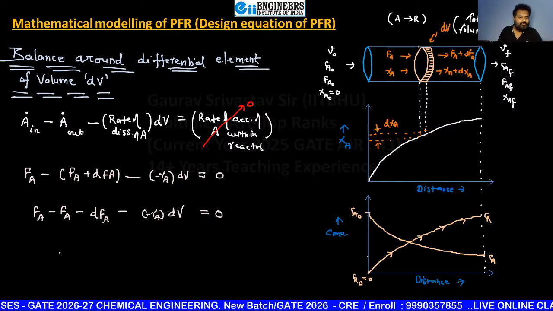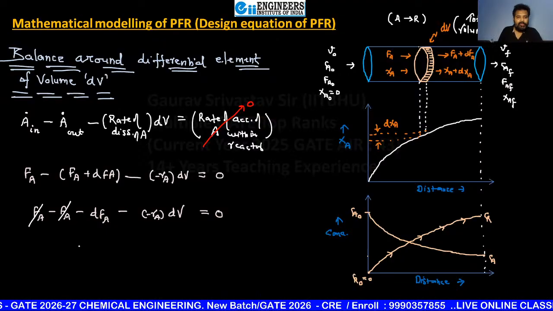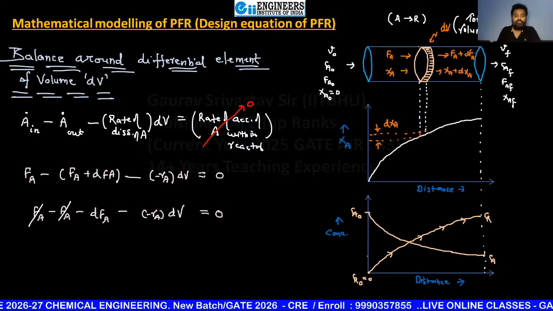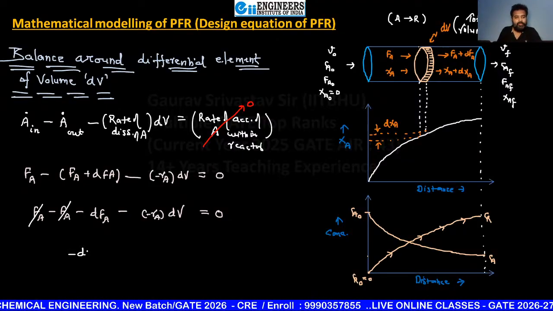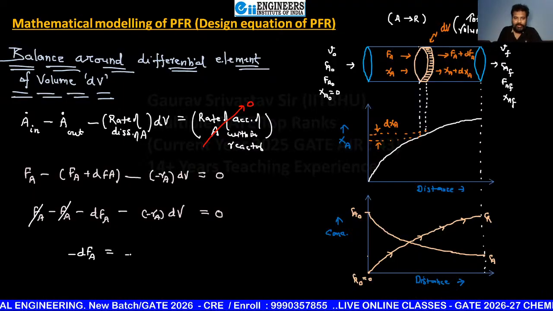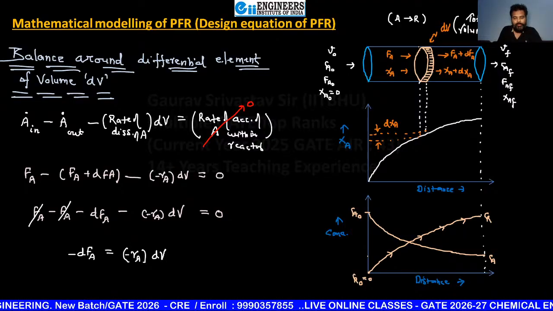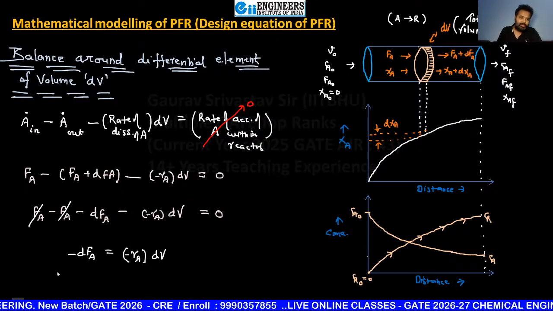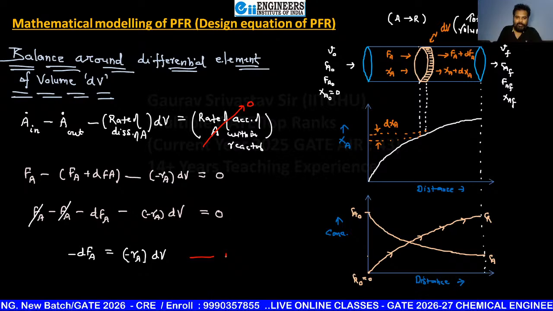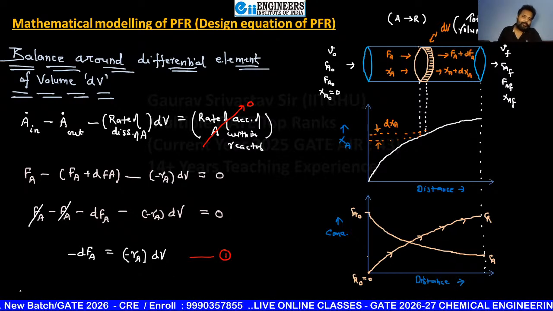Now FA cancelled here, so you can write minus dFA is equal to minus RA dV. Okay, minus dFA is equal to, these terms you can write in right hand side, so it's RA into dV. Now you can mention it as equation number 1.